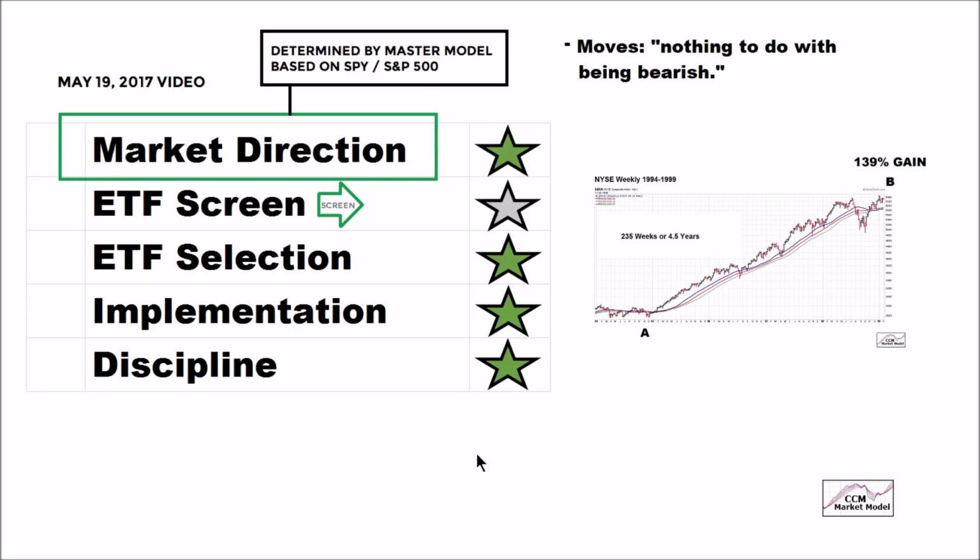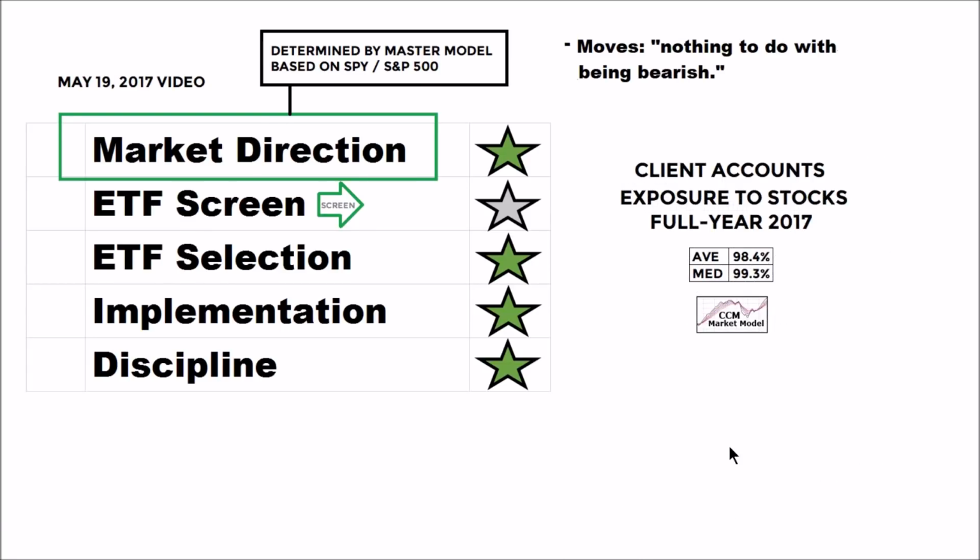Now, with the benefit of hindsight, we know that calendar year 2017 was very, very favorable for stocks. Therefore, we can also grade the CCM market model's performance in 2017 by looking at the model's allocation to stocks, and more importantly, our actual allocation in client accounts over the full year. Fortunately, the news is also favorable there. As these numbers indicate, there was nothing wrong with the master model in May of this year, and there's nothing wrong with the master model as of year-end 2017.